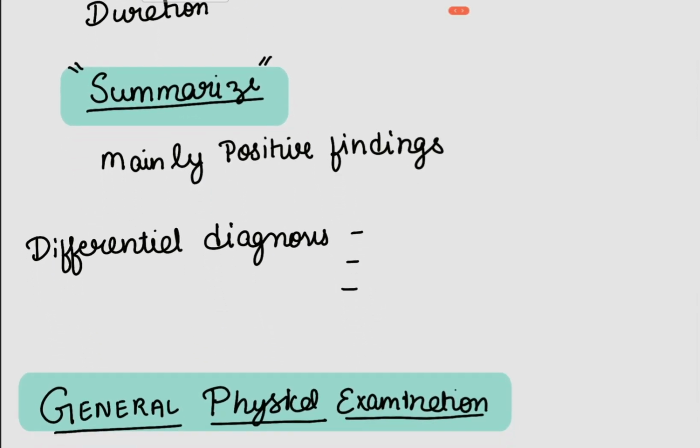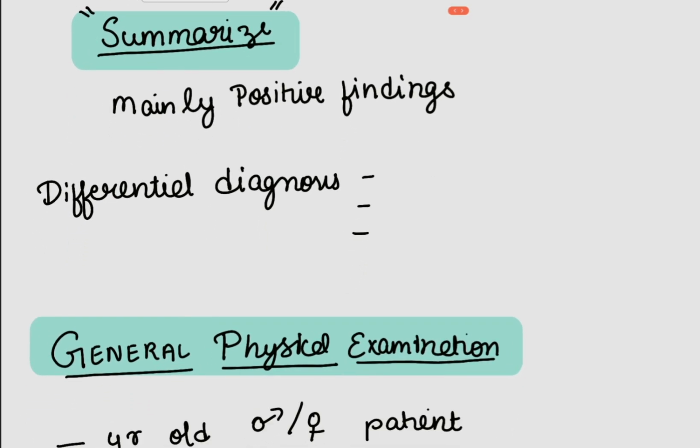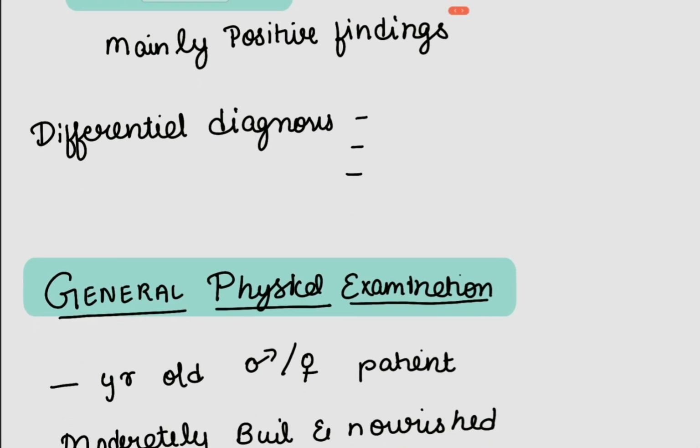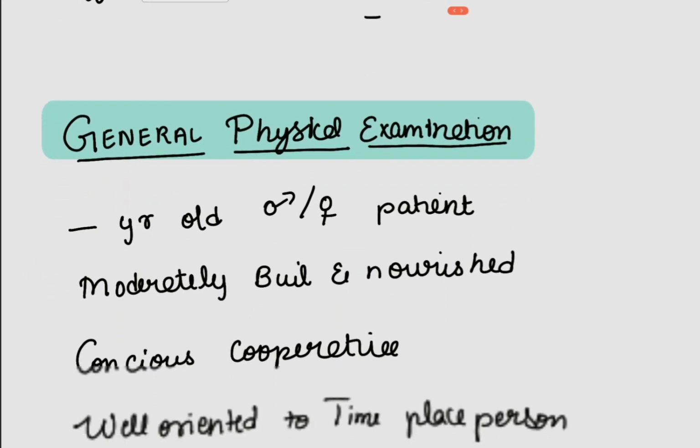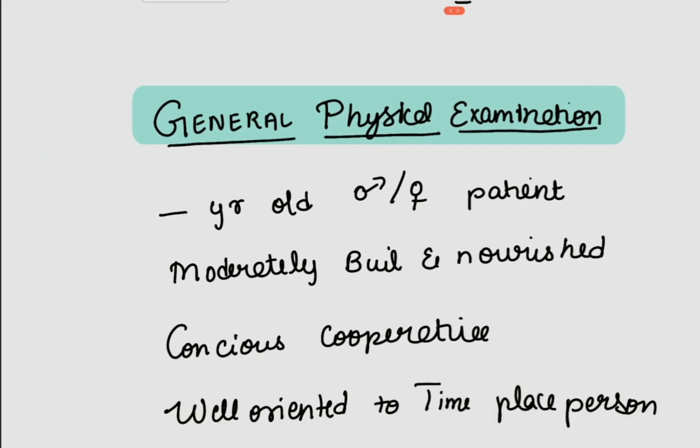To summarize main positive findings, you have to get a proper history of presenting illness and summarize the main positive history, and write a few differential diagnoses at this point. Then we have general physical examination.